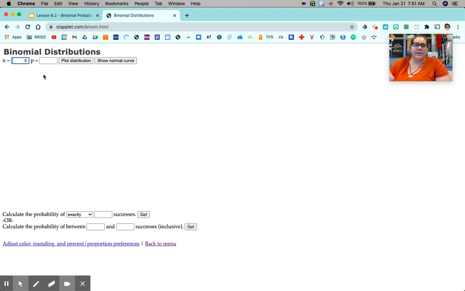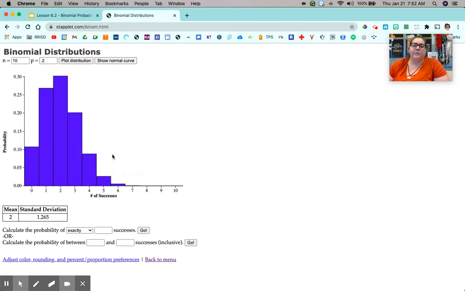First thing I'm going to do is type in my n, which is the number of trials. In this case, I have a 10-question quiz, so my n is 10. p is the probability of success. In this case, there were 5 answer choices on each question, so my probability of getting a question right is 1 out of 5 or 0.2. And then I'm going to plot distribution. For right now, I'm not really going to use the graph, but it is there in case you were curious. It tells us the probability of getting 0, 1, 2, 3, 4, 5, 6, etc. questions right. It also gives us a mean and standard deviation, which we don't need right now.